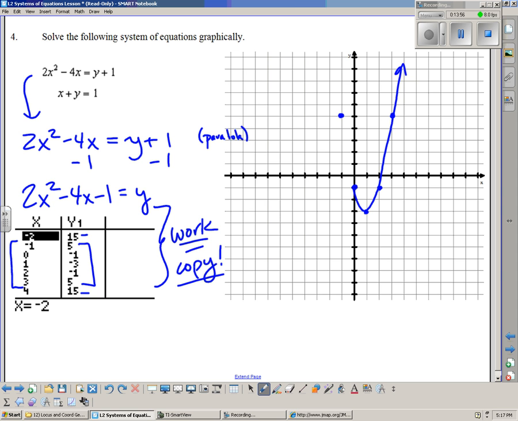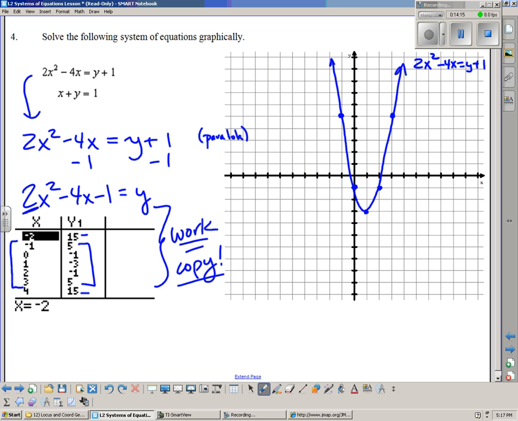Looks something like this. It's skinny, and by the way, you should remember this from last year. It's a skinny parabola because I have the 2 in front of the x squared, which makes that parabola very skinny. So here is my graph for 2x squared minus 4x equals y plus 1.